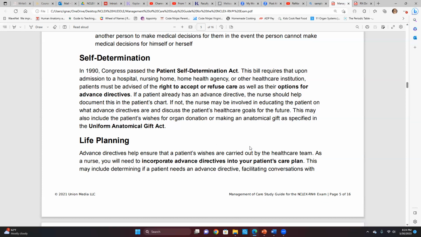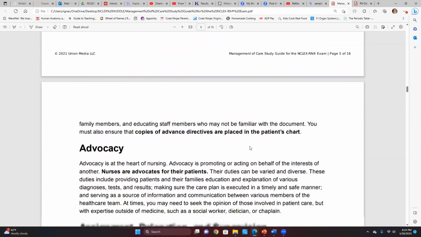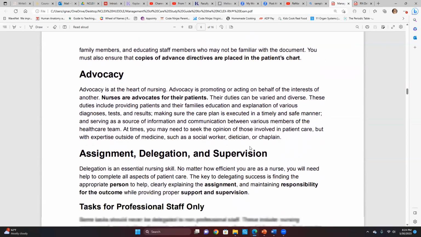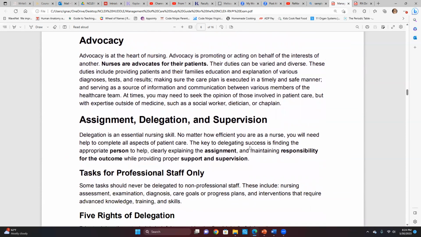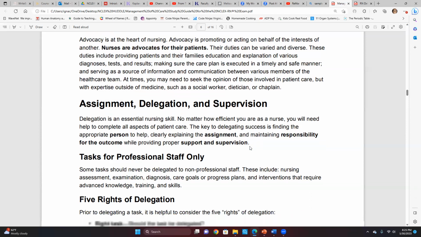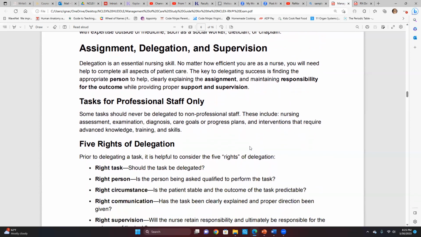Okay. So when we think about life planning, we want to make sure these advanced directives are in the patient's medical records. Okay. Now, advocacy. We are going to advocate for our patients, right? And so that includes giving them information so they can make the best possible decision. Also involving other members of the team, like a social worker, maybe a chaplain, maybe a specialist. But that is our job, to advocate for our patients and to teach our patients how to advocate for themselves, to teach their families how to advocate for them as well.